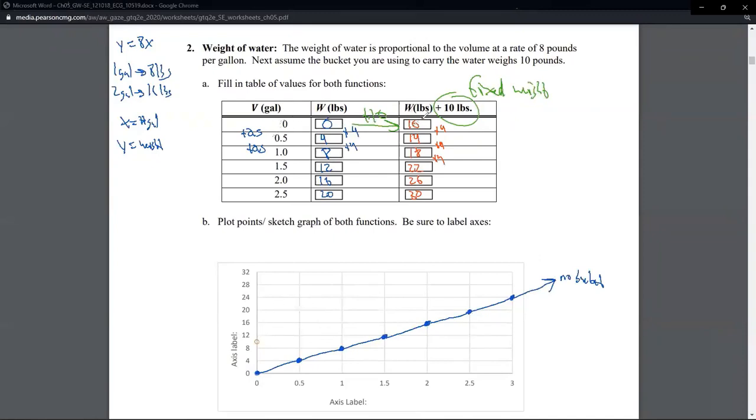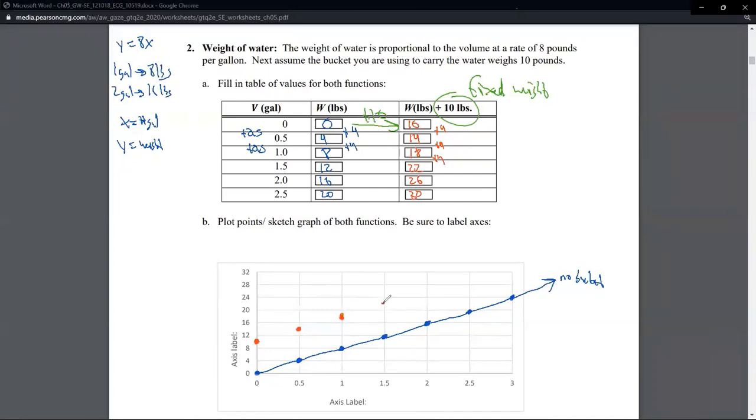So 0 gallons actually weighs 10 pounds because we got that bucket. Now there is no 10 directly on it, but 10's halfway between 8 and 12, and that's going to be consistent. 14 pounds with the bucket when we had a half a gallon of water. So that's going to be here about halfway between 12 and 16. Then 1 gallon of water in addition to the 10 pounds of bucket was 18 pounds.